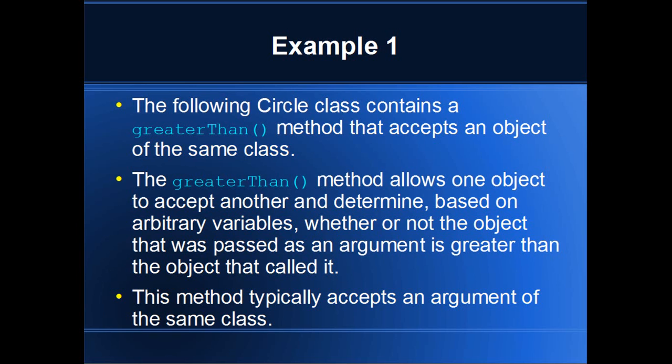The following circle class contains a greater than method that accepts an object of the same class. The greater than method allows one object to accept another and determine, based on arbitrary values or variables, whether or not the object that was passed as an argument is greater than the object that called it. This method typically accepts an argument of the same class.